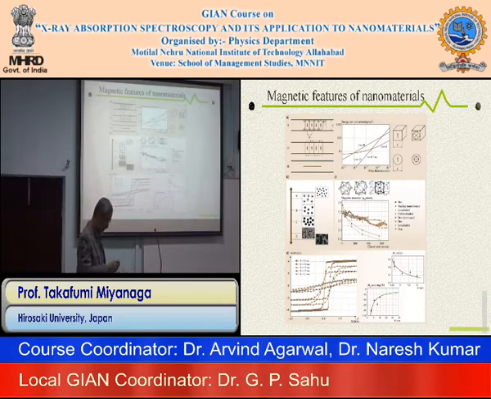I show you some applications of iron chromium multilayers. We study this as a function of layer thickness, and magnetization or coercivity. Of course, this coercivity or magnetization is controlled for some magnetic recording systems.